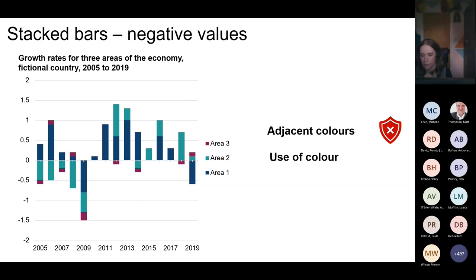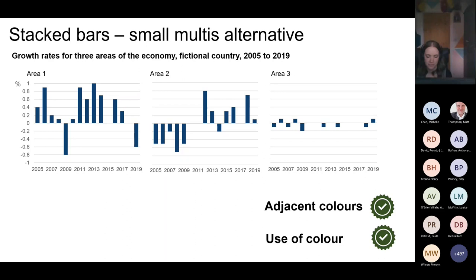And we've still got the problem of use of colour because we're using this legend. And we can't even help now by keeping the legend in the order that the bars, the stacks, are in, because the stacks move around. So yes, these are best avoided when you've got negative values. And an alternative would be, again, small multiples. So instead of showing them all on one chart like this, you show them with three separate charts, and then you pass in the adjacent colours and use of colour. So that's kind of a better approach to take.